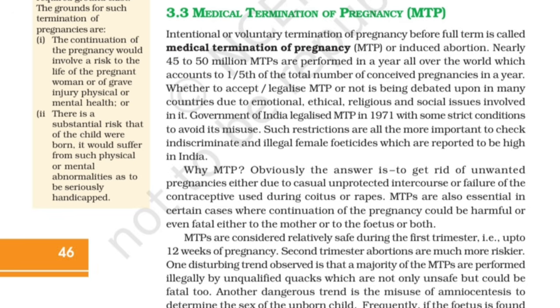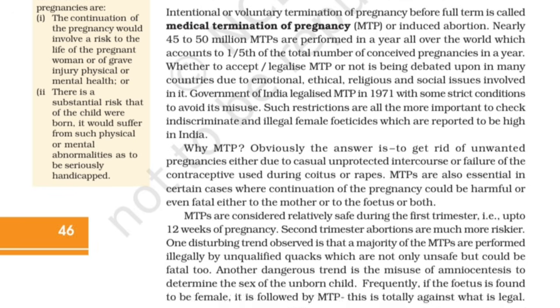MTPs are considered relatively safe during the first trimester, that is, up to 12 weeks of pregnancy. Second trimester abortions are much riskier. One disturbing trend observed is that a majority of the MTPs are performed illegally by unqualified quacks, which is not only unsafe, but could be fatal too. Another dangerous trend is the misuse of amniocentesis to determine the sex of the unborn child. Frequently, if the fetus is found to be female, it is followed by MTP. This is totally against what is legal.